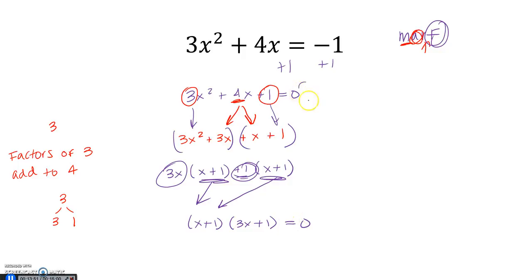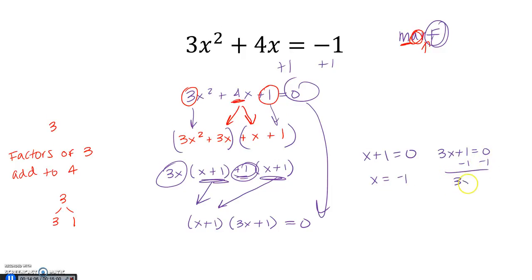Notice this was equal to 0. So each factored portion gets set equal to 0. X plus 1 equals 0, and 3x plus 1 equals 0. So x equals -1, and x equals -1/3.